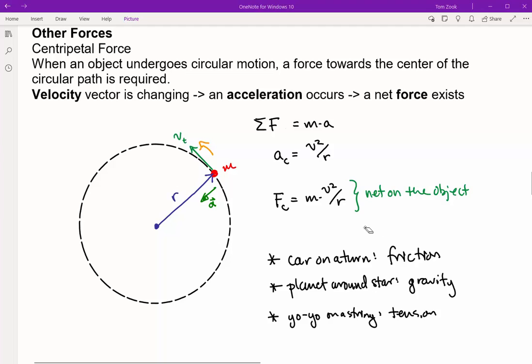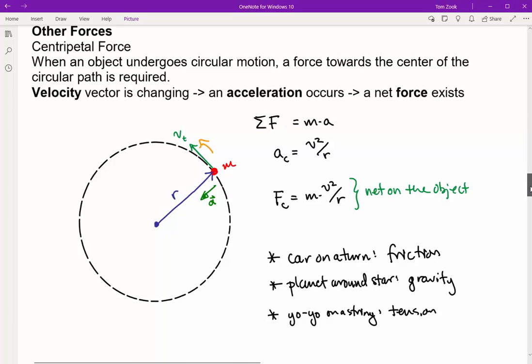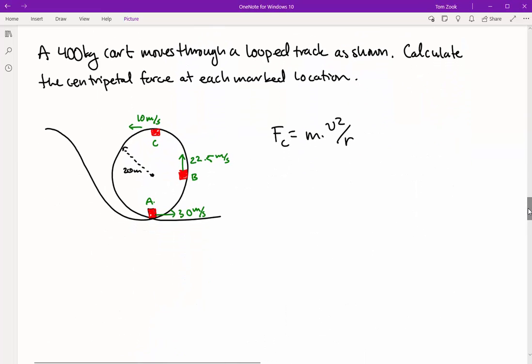Let's go ahead and take a look at something that's a little more complicated: a car going around a roller coaster loop. Let's say we have a 400 kilogram car, whatever you want to call it, and it's moving through a looped track as shown. Calculate the centripetal force at each marked location. Now, in this case, I've put some velocities here. Let's not worry necessarily if it's the actual velocity it would have based upon conservation of energy. Let's just stick with the numbers that are there.